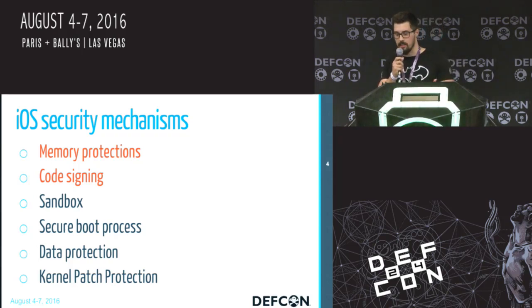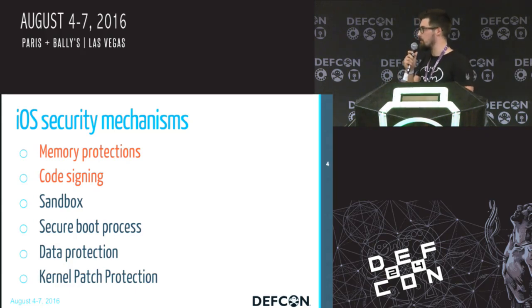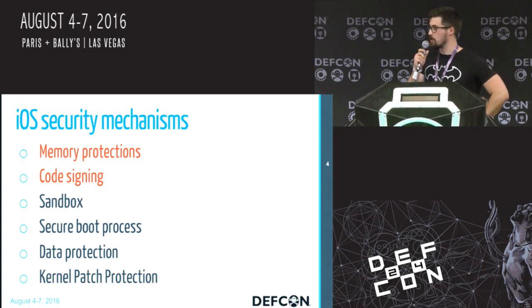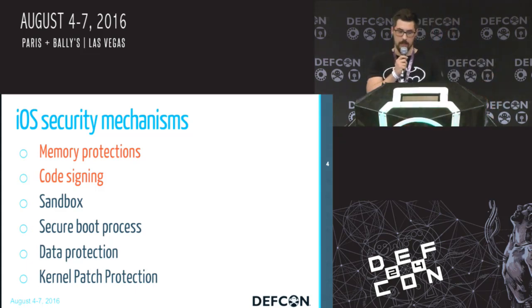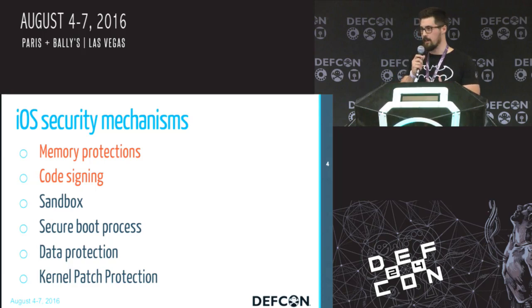Sandboxing, which isolates process data from each other and restricts access to files and APIs. Secure boot process, where all elements in the boot chain must be signed by Apple. Data protection, which is hardware-based encryption for data at rest, and kernel page protection. It's a new technique debuted in iOS 9. It's a special patch guard that lives in the kernel, in the ARM TrustZone, and continuously checks the kernel integrity.